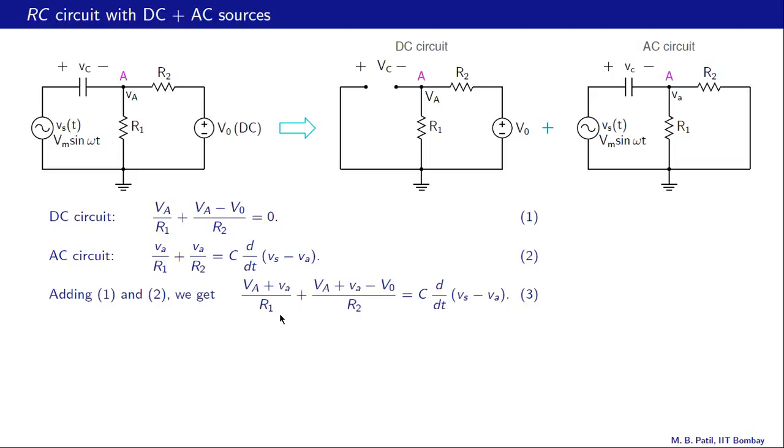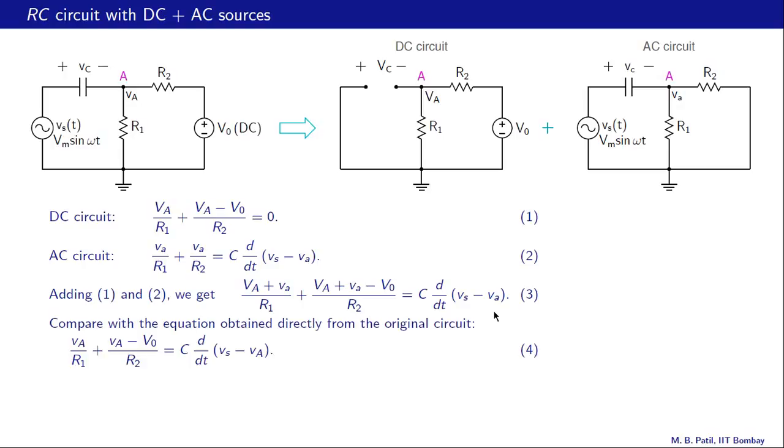If we add equations 1 and 2, we end up with equation 3 here. And what is it saying? It is saying that the DC VA plus the AC VA divided by R1, that is the total instantaneous current, plus the DC VA plus AC VA minus V0 divided by R2, that is the total instantaneous current through R2, should be equal to C d/dt (Vs minus Va), and both of these are sinusoidal quantities.